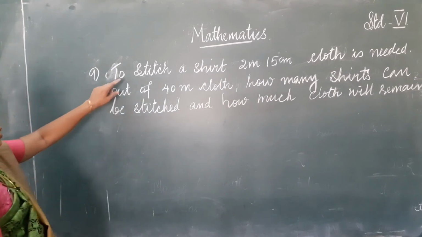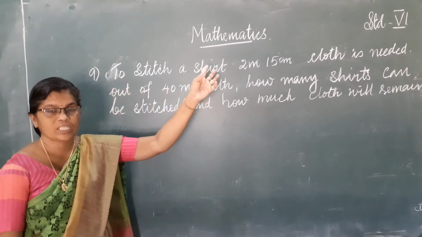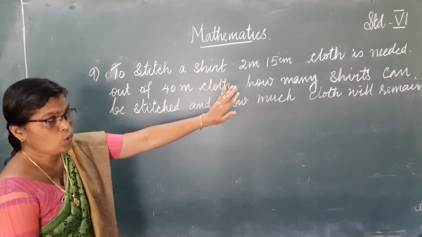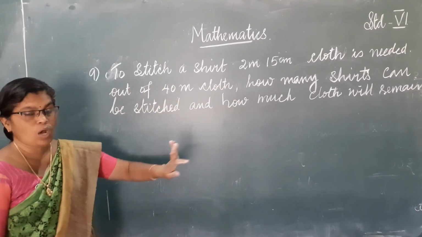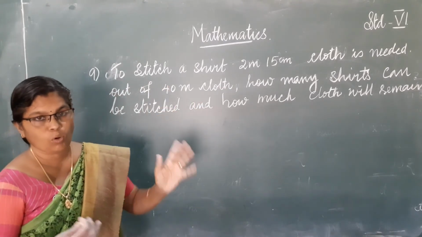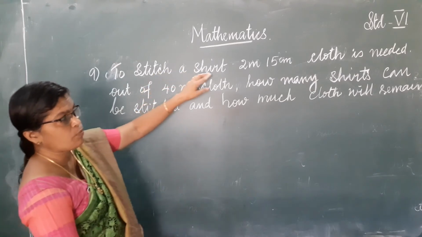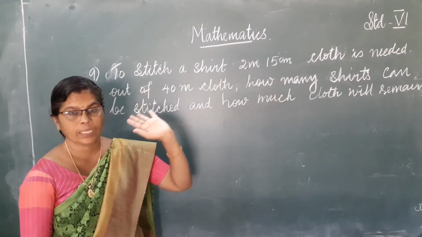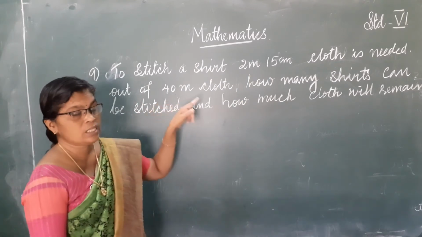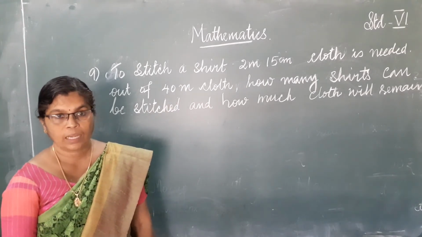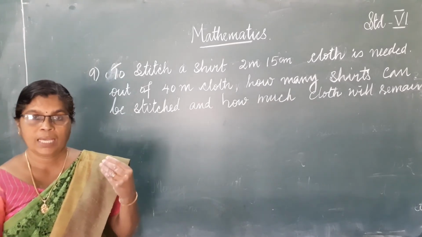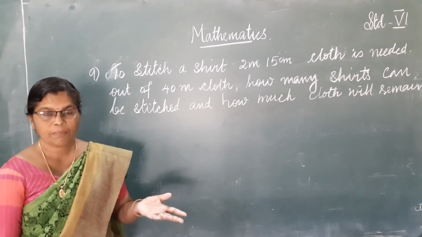Now see children, for stitching a shirt, how much cloth is needed? 2 meter 15 centimeter cloth is needed. Out of 40 meter, how much cloth do we have? 40 meter cloth we have. For stitching one shirt, only 2 meter 15 centimeter cloth is needed. Then how many shirts can be stitched using this 40 meter cloth completely? Then after stitching, how much cloth will be left? That is the question.